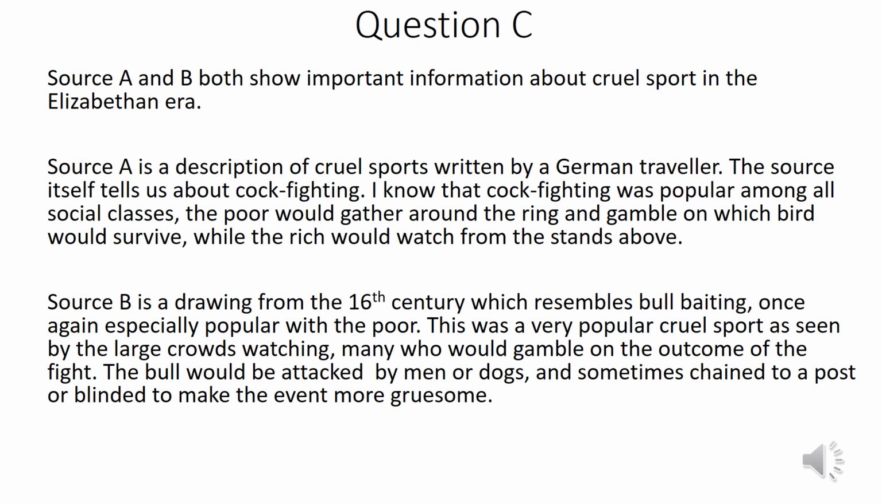Source B is a drawing from the 16th century which resembles bull baiting, once again especially popular with the poor. This was a very popular cruel sport as seen by the large crowds watching, many who would gamble on the outcome of the fight. The bull would be attacked by men or dogs, and sometimes chained to a post or blinded to make the event more gruesome.